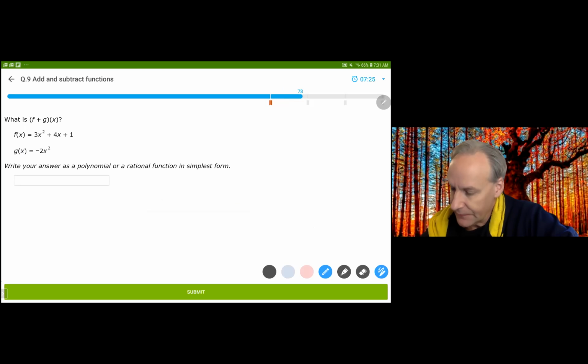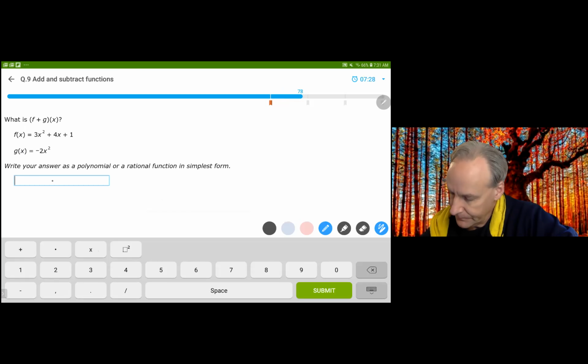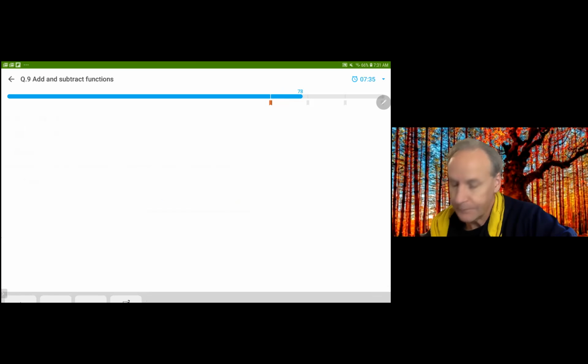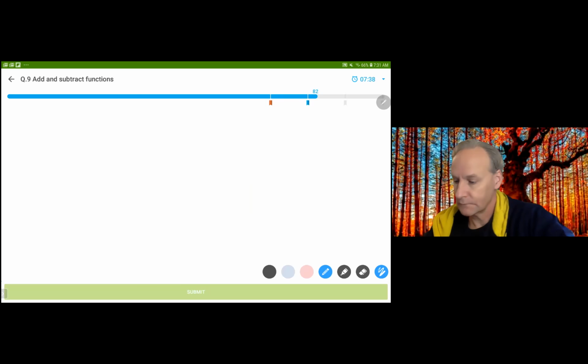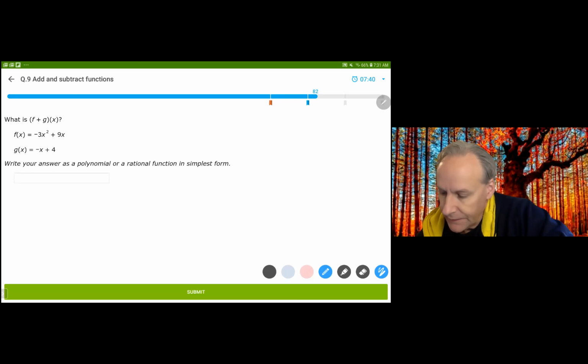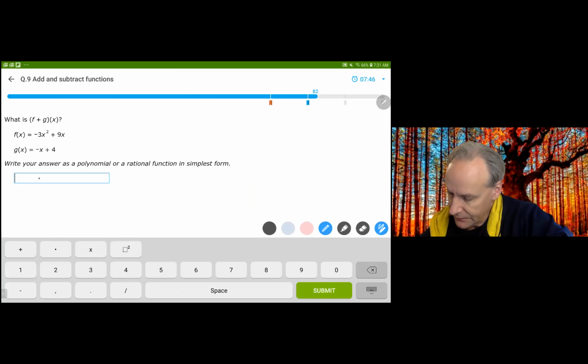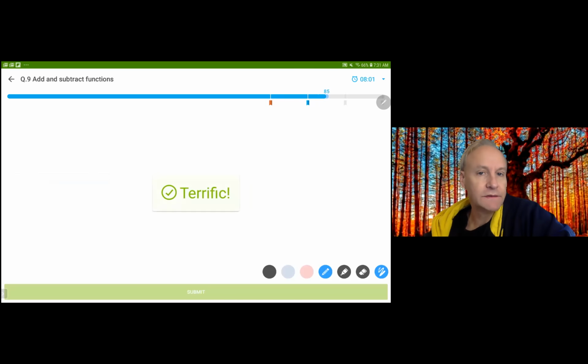Now I'm going to add them together. So I just have x squared plus 4x plus 1. That's all. All I did was add the like terms together. This time we're adding together, so we have a negative 3x squared. You'll notice that they're not lined up. The 9x and the negative x aren't in line with one another, but you still have to add the like terms. That's plus 8x plus 4. There we go. Just adding like terms.